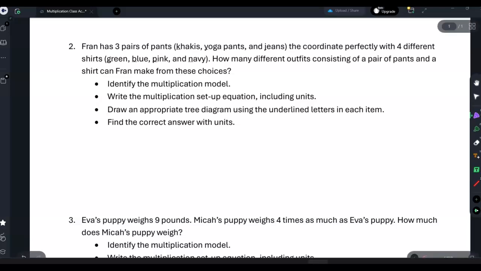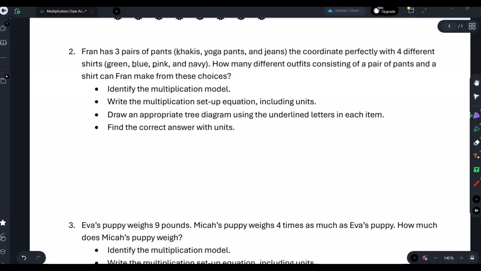So we're talking about finding total numbers of combinations, right? So that makes this model I'm just going to call it counting. We technically called it counting / list / ordered pair / trees. So I would just say for simplicity, let's just call that counting. And then we're going to write the multiplication setup.